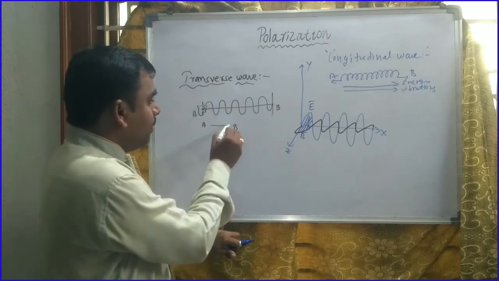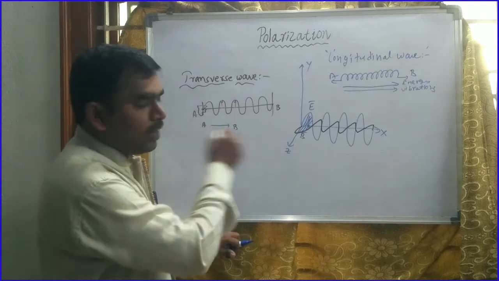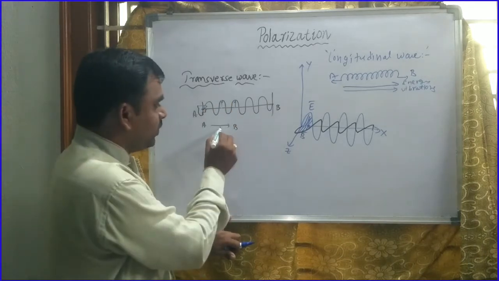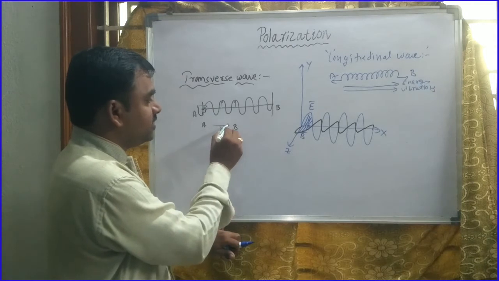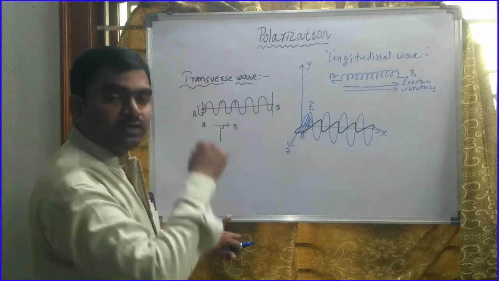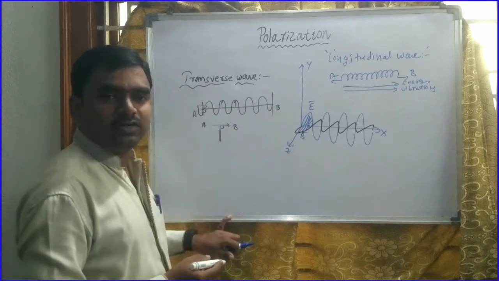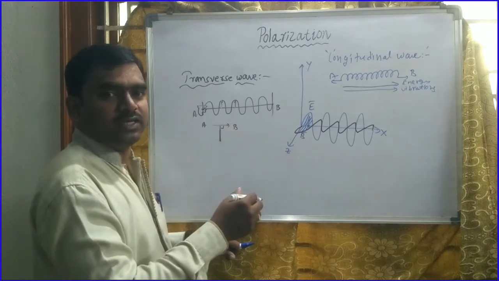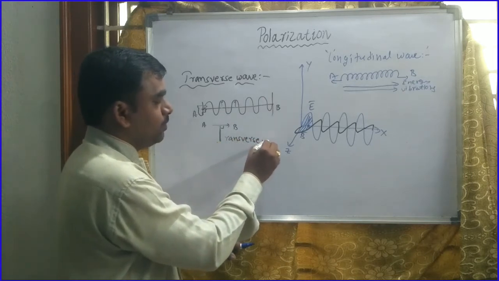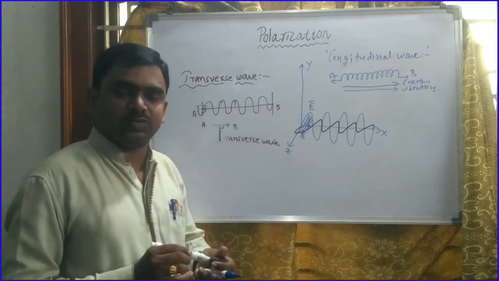But if you see the particles, that means the parts of the wire or rope, they move up and down. Is it or not? Yes. So this arrow represents the direction of the energy, and this represents the vibrations of the particles. So the vibrations of the particles are perpendicular to the energy propagation. Then this type of wave is called a transverse wave. This is the introduction about the longitudinal wave and transverse wave.